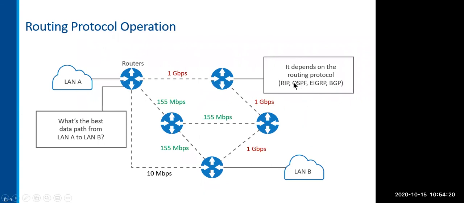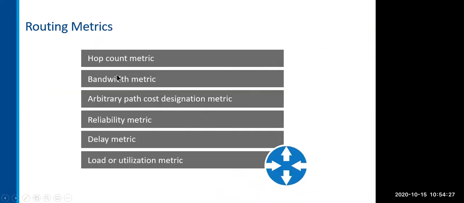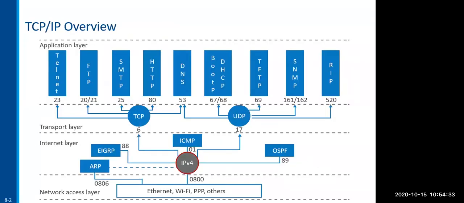Routing protocols like RIP, OSPF, EIGRP, BGP, etc., figure out what's the best path, and they use the metric to figure out how good or bad a path is, right? To compare the different paths. So yeah, that's what it is. All right, perfect.